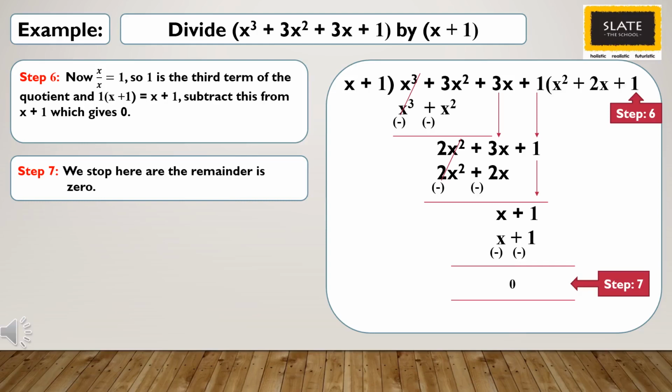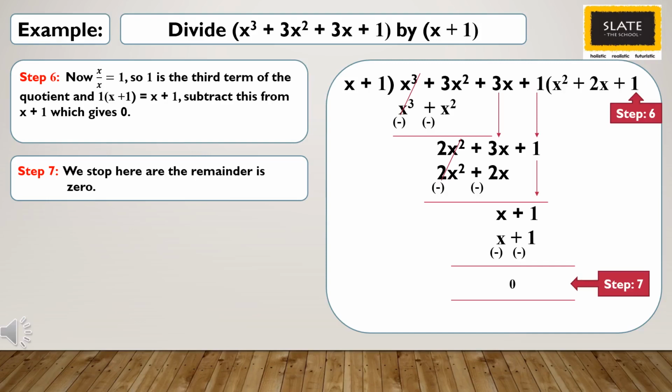Now change the signs of the terms. Plus x will convert into minus x and plus 1 will convert into minus 1. Plus x minus x gets cancelled. Plus 1 and minus 1 will also get cancelled. Now the result will be 0. As the remainder is 0, we stop the division process here.